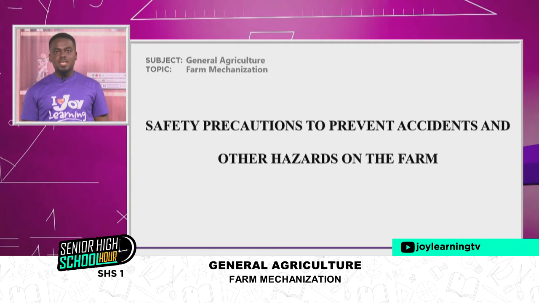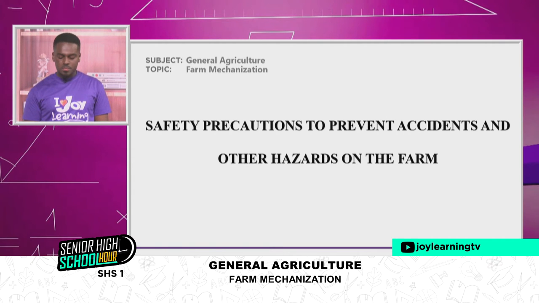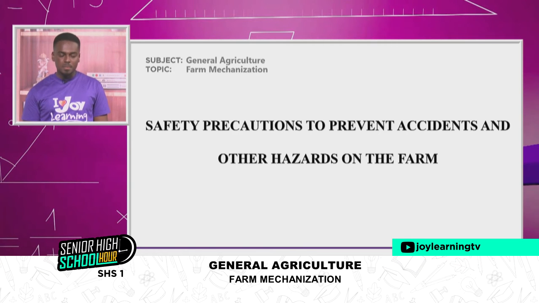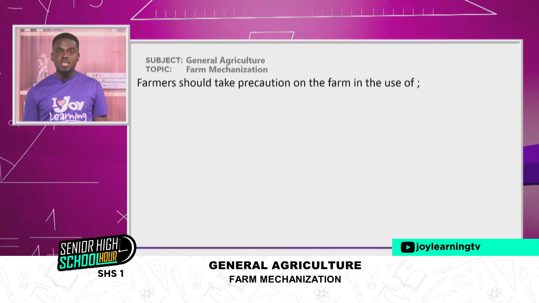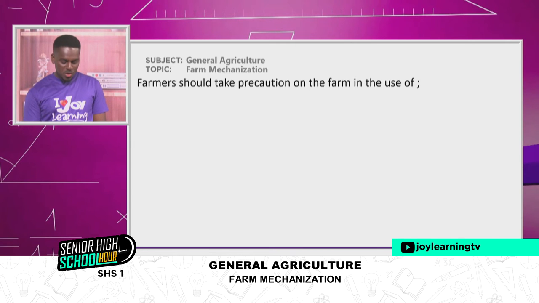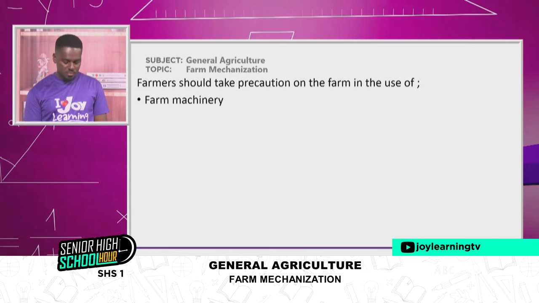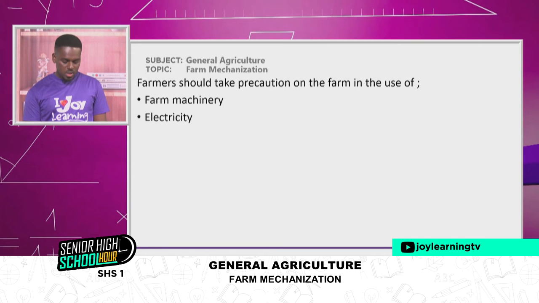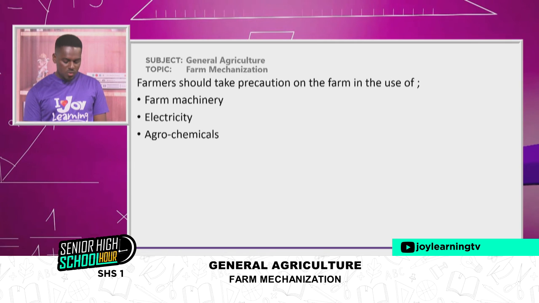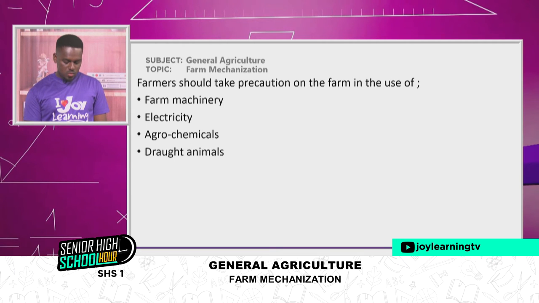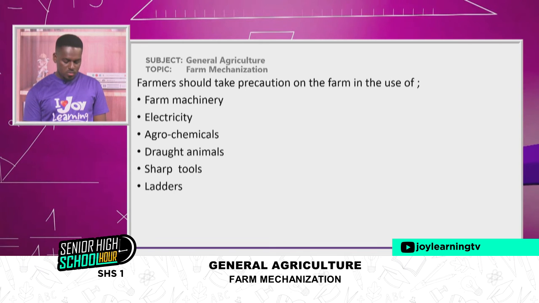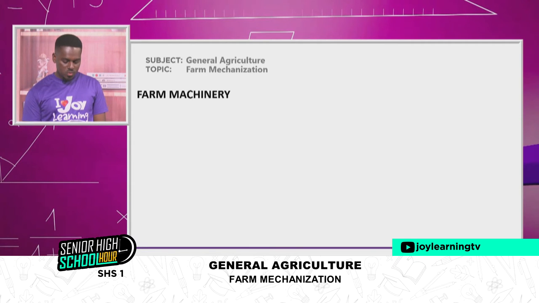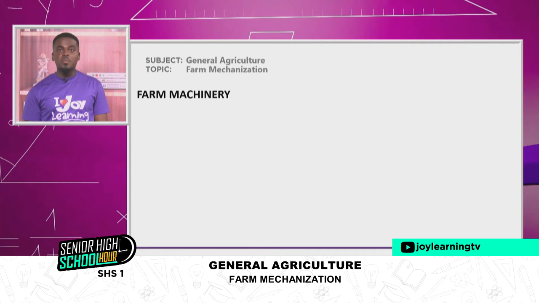Now let's look at some safety precautions to prevent accidents and other hazards on the farm. So we'll look at the precautions that you need to take on the farm when you are using farm machinery, also electricity, we'll talk about agrochemicals, we'll look at draft animals, sharp tools, ladders, and many more. So let's start with farm machinery.